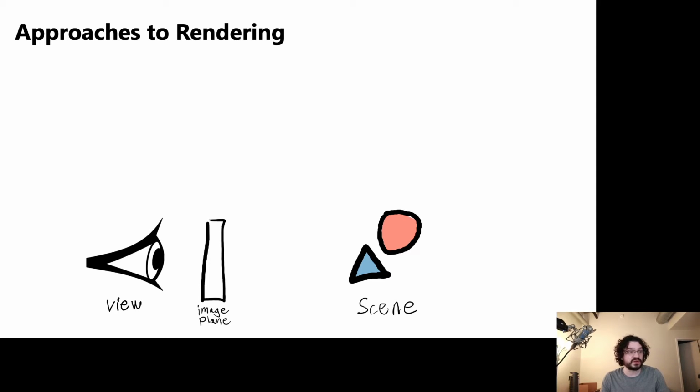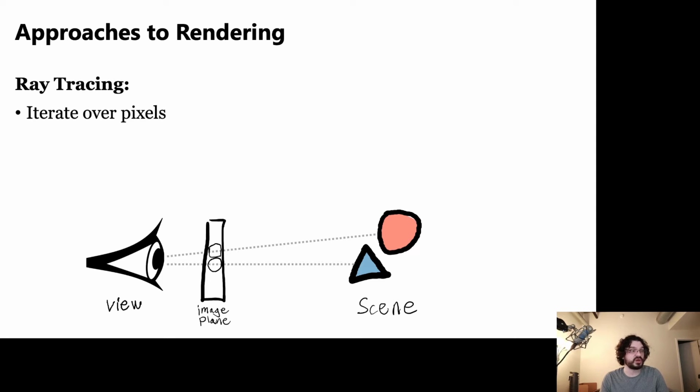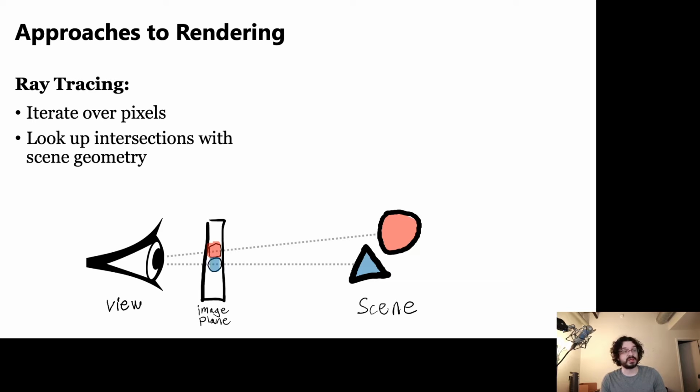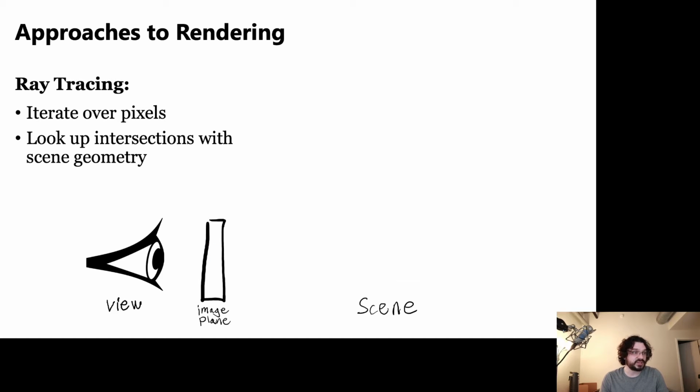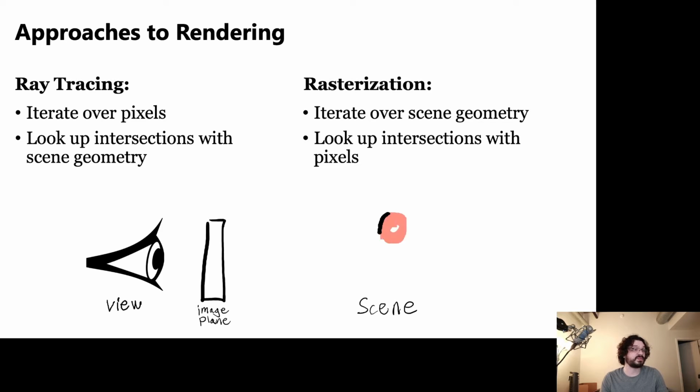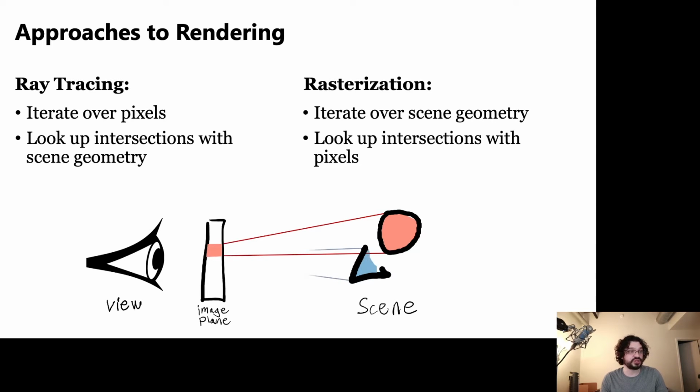And by now you know that there are two popular approaches for doing this. Ray tracing should be fairly familiar to you at this point. The basic idea is that we iterate over the pixels of our image, and we look up the intersections of each corresponding ray with our scene. Ray tracing is becoming increasingly popular, but is still mostly used in film and video applications that don't have to run in real time. In contrast, most interactive 3D graphics are rendered using rasterization, which works by iterating over scene geometry and projecting each element of the scene onto the image plane.